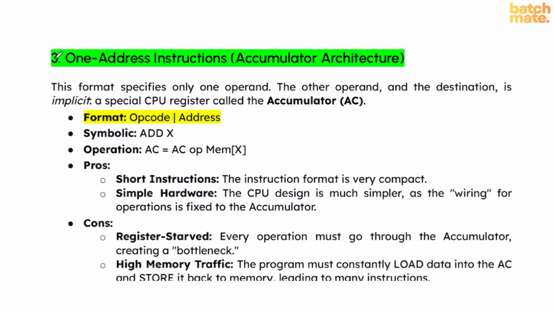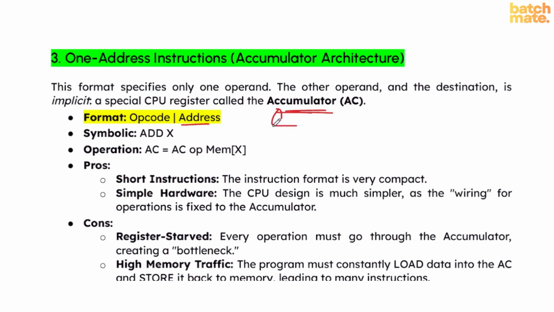This creates the accumulator architecture. The format here is opcode address. But wait, where is the second number? Where does the result go? Actually, it is implicit. There is a special VIP register in the CPU called the accumulator or AC. Every single operation must happen inside this register.